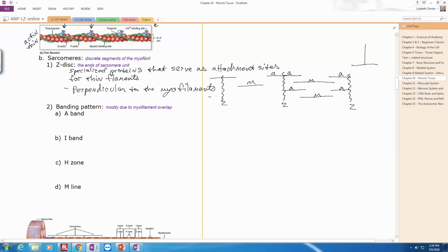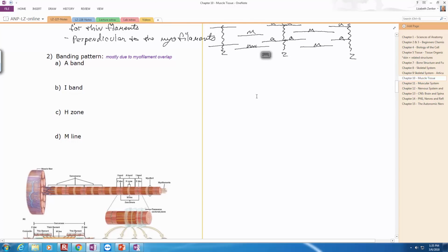Actin, myosin. So I think that'll help you guys visualize this a little better. Actin attaches to the Z disc at both ends. Between the Z discs, myosin is suspended. So myosin's not attached to the Z disc. Okay. Now we're going to talk about the banding pattern.